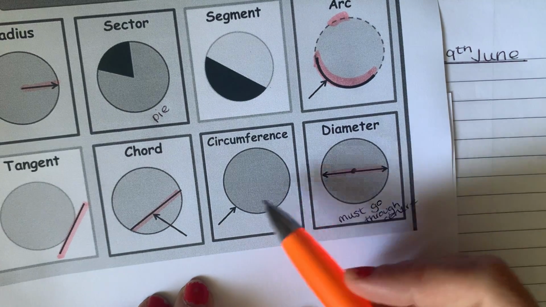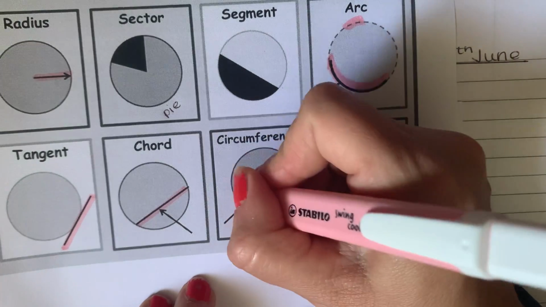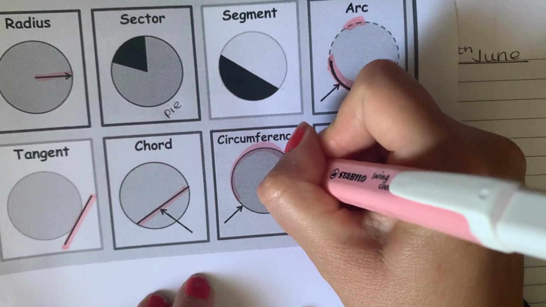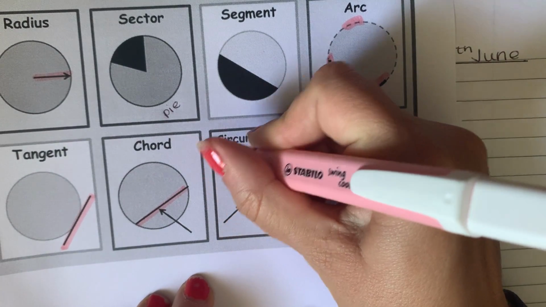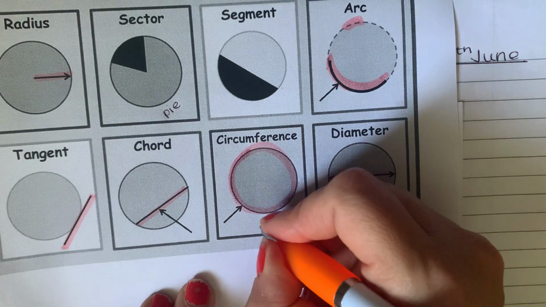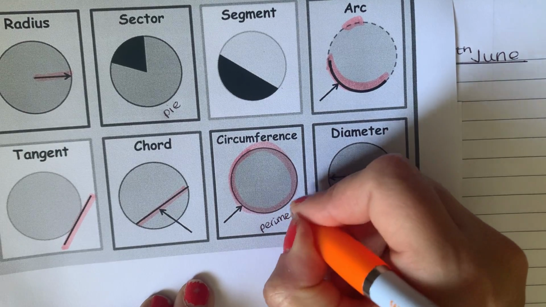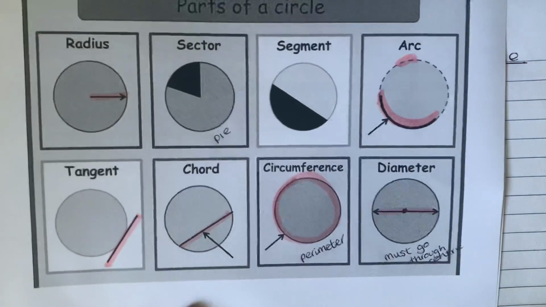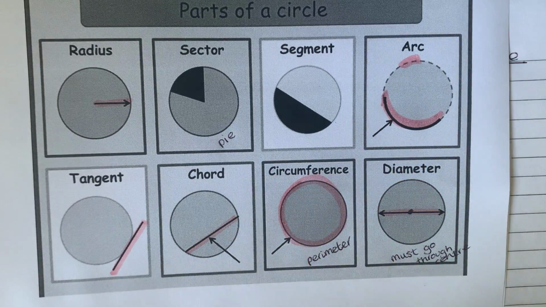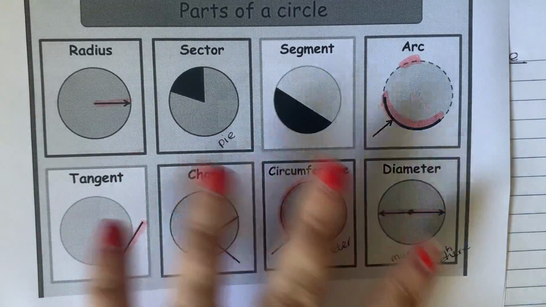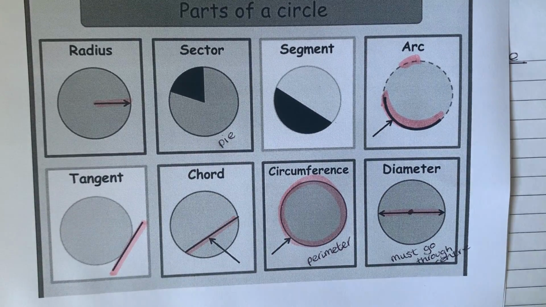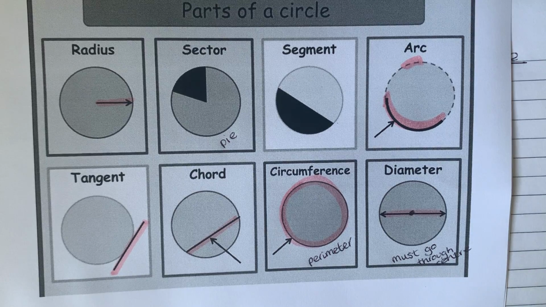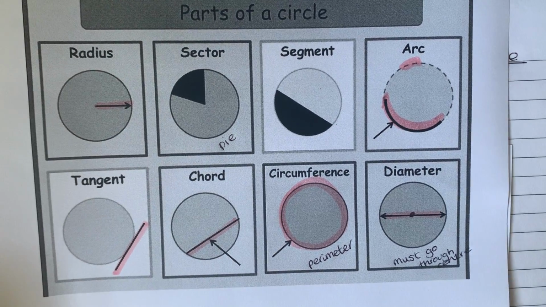Then the circumference is what we use for the perimeter of a circle. So the perimeter of a circle is the circumference. You need to learn all of those parts. What I would recommend you do now is pause the video and have a go at the first quiz. You can use the sheet in front of you. They're multiple choice, so you have to pick which of the parts of the circle is in the quiz. So pause the video and do that now.